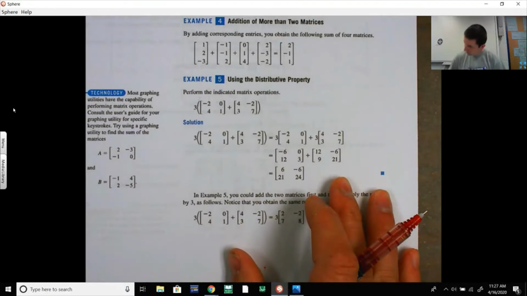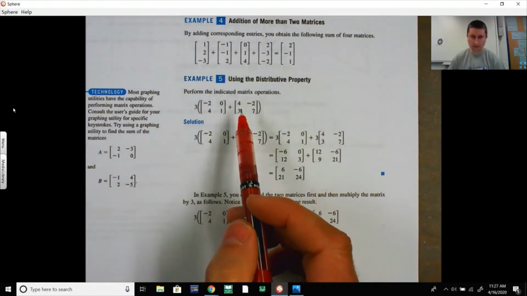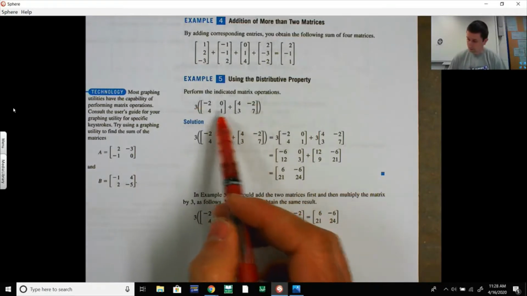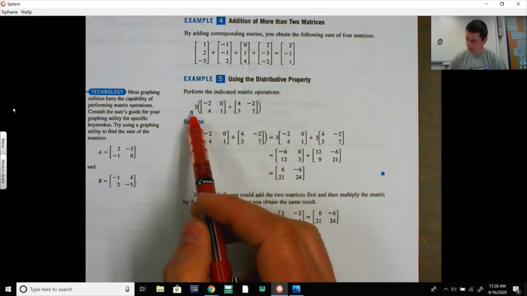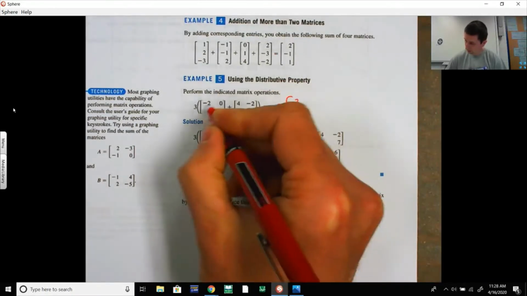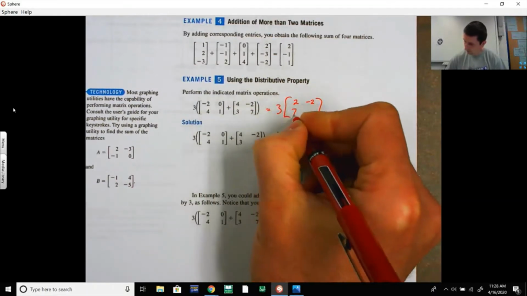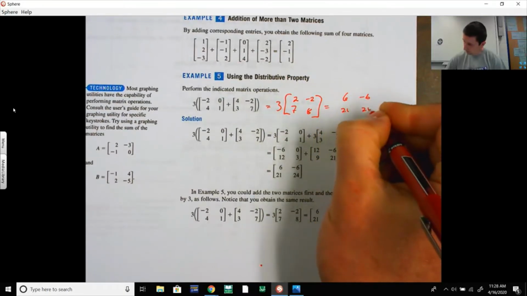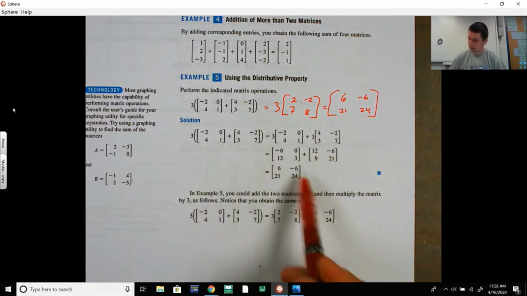So this just goes on with some more examples. You can find out, pick however you want to do these. 3 times the sum of 2 matrices. What I would do is add the 2 matrices together and then take it times 3. So it would be 3 times 2, negative 2 plus 4 is 2, 0 plus negative 2 is negative 2, 4 plus 3 is 7, 1 plus 7 is 8. So that would be 6, negative 6, 21, and 24. What they did is they distributed the 3 to both parts and added together, and they got the same answer.